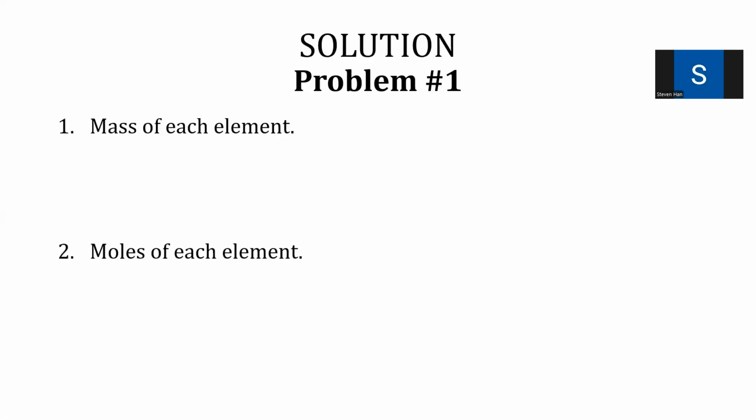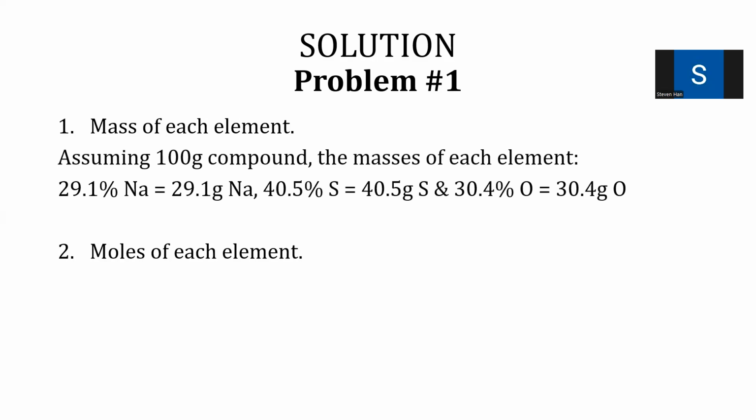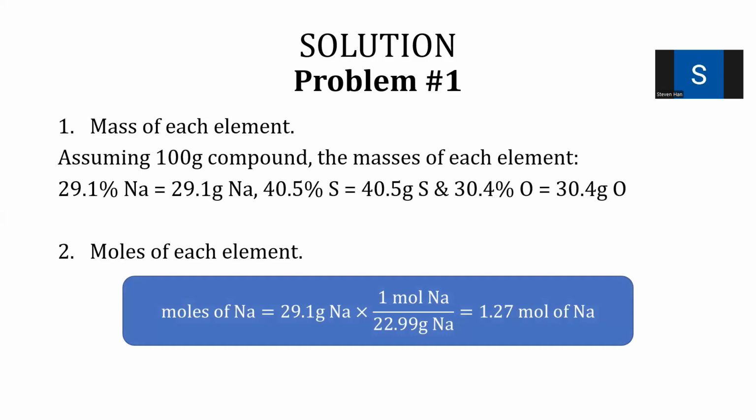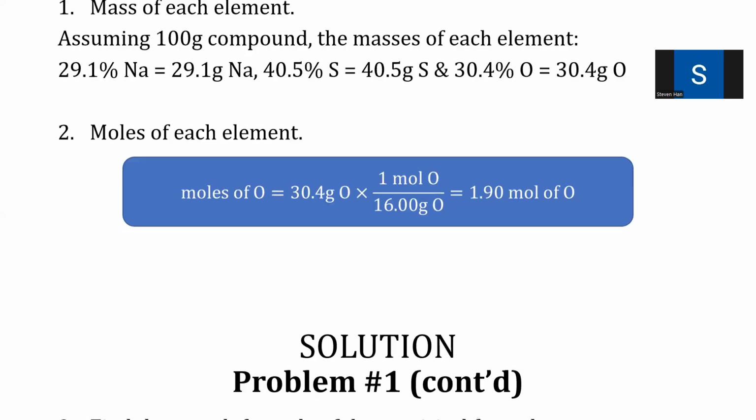The solution starts by first expressing the percentage of each element as masses. The result is that there are 29.1 grams of sodium, 40.5 grams of sulfur, and 30.4 grams of oxygen. Next, determination of the number of moles of each element is performed. There are 1.27 moles of sodium from 29.1 grams of sodium, 1.26 moles of sulfur from 40.5 grams of sulfur, and 1.90 moles of oxygen from 30.4 grams of oxygen.